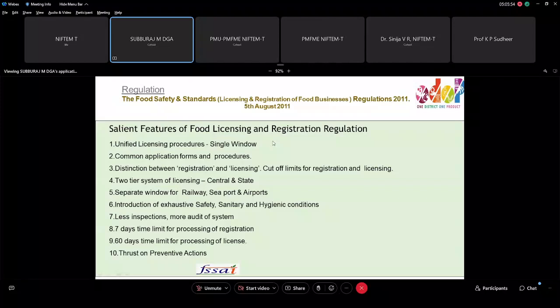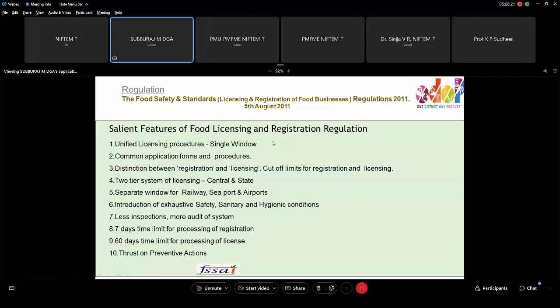In the case of licensing, there are two types: the state and the central. If your turnover is more than 20 crore, or you are doing import or export, you have to take the central license. Kindly note that if your business is more than 20 crore, or you are going to do e-commerce or import or export, then you have to apply for the central license. Otherwise, you have to go for the state license.